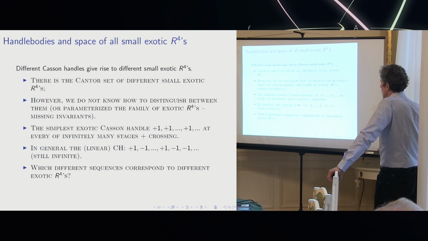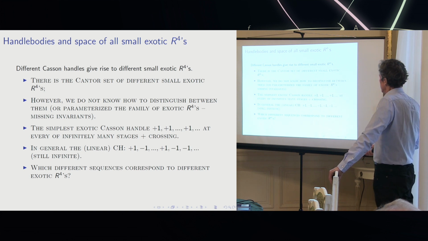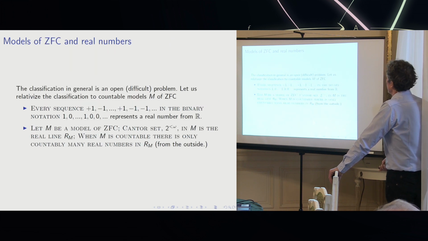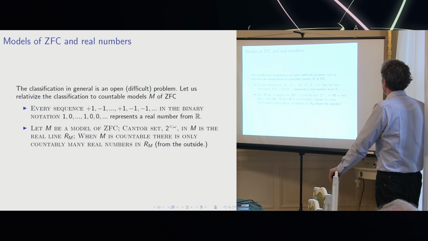And it is still an open question which such sequences, which such Casson handles represented by such sequences, when glued to A give rise to exotic R4, and which are non-diffeomorphic exotic R4. This is the open question, and we want to shed light on this problem using set theory. So we have such a question: which different sequences corresponding to different Casson handles give rise to exotic R4, which are moreover non-diffeomorphic? And okay, this is of course a difficult problem and still open.